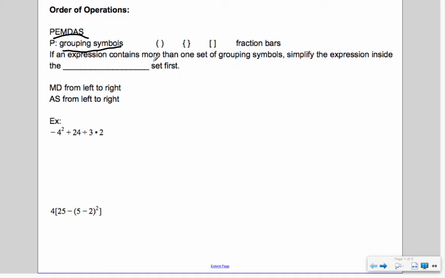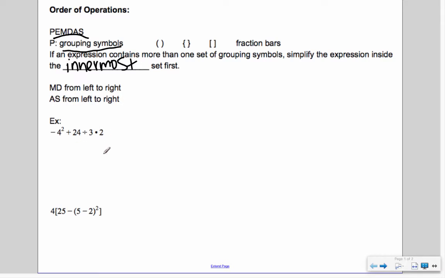So if an expression contains more than one set of grouping symbols, simplify the expression inside the innermost set first. The innermost set first. So we'll see that in this second example. Okay, so that's P for grouping symbols. Then you have your E for exponents. Then you have MD, multiply, divide, from left to right. So if there's a division before the multiplication, then you do that first. And then you add, subtract in the same way from left to right.